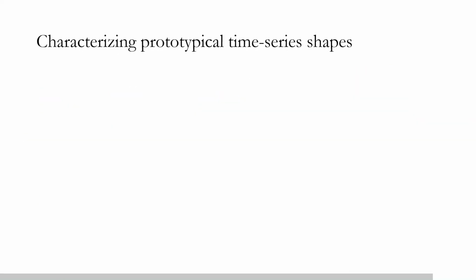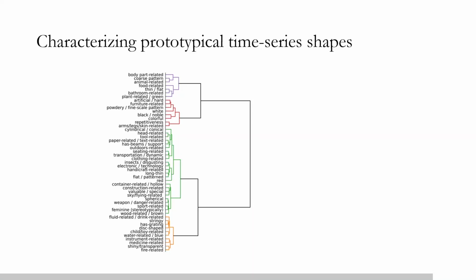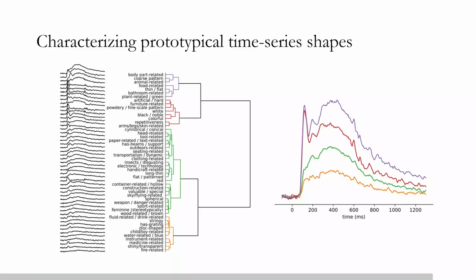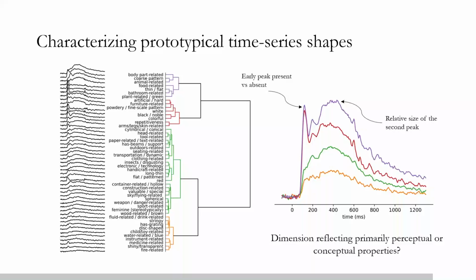What we can do then is run hierarchical clustering on this to see which time series have a similar shape. Here on the left, you can see them in the ordered way. From our hierarchical clustering results, we have 4 different clusters. If I average the time series from each cluster, we have something that looks like this. We can already see some key characteristics. In some of the clusters, we have an early peak that's either there or it's not. And it also seems to matter what the relative size of the second peak is. It is possible that these characteristics are related to whether the dimension reflects primarily a perceptual or a conceptual property.